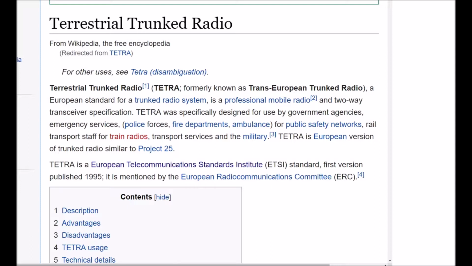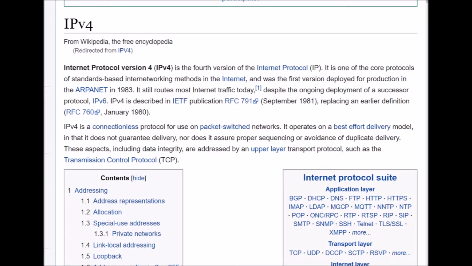That completes the definition for TETRA. Next definition, Internet Protocol version 4. This doesn't relate to DMR so much, but it came up in the reading. Internet Protocol version 4, IPv4, is the 4th version of the Internet Protocol, or IP.